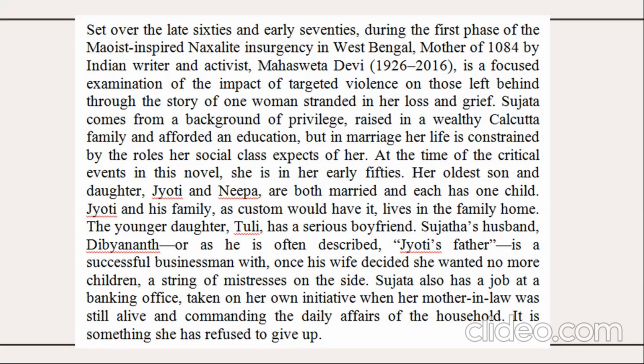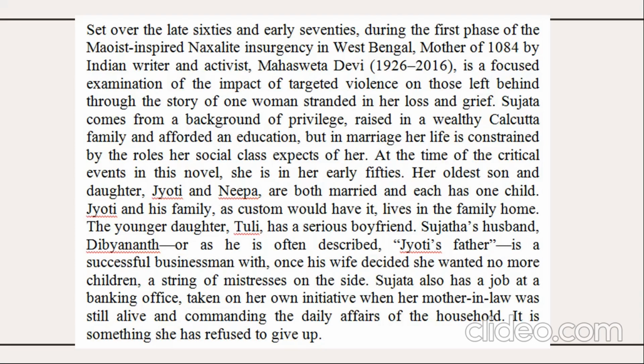Sujata comes from a background of privilege, raised in a wealthy Calcutta family and afforded an education, but in marriage, her life is constrained by the roles her social class expects of her. At the time of the critical events in this novel, she is in her early 50s. Her oldest son and daughter, Jyoti and Nipa, are both married and each has a child. Jyoti and his family, as custom would have it, live in the family home.